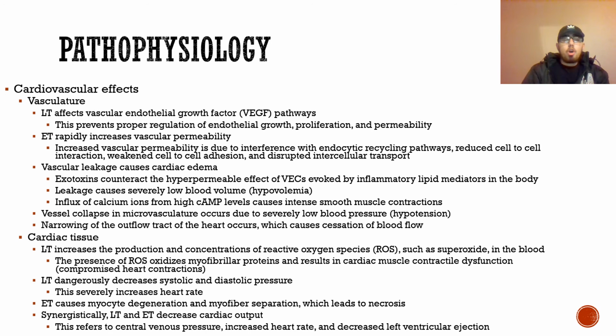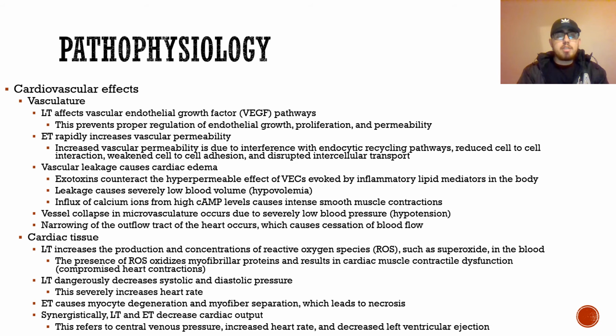Continuing on with cardiovascular effects, it's going to affect the vasculature and cardiac tissue. For vasculature, lethal toxin affects vascular endothelial growth factor, or VEGF for short, the pathways. This prevents proper regulation of endothelial growth, proliferation, and permeability. And this is very important when it comes to working against a pathogen.